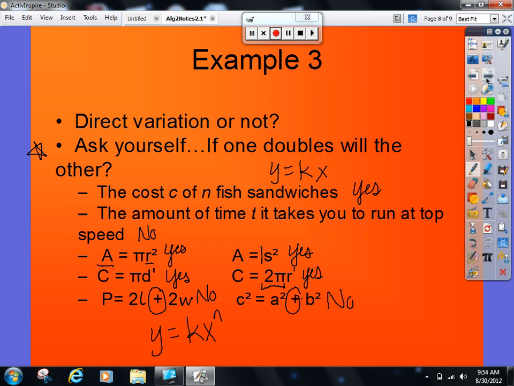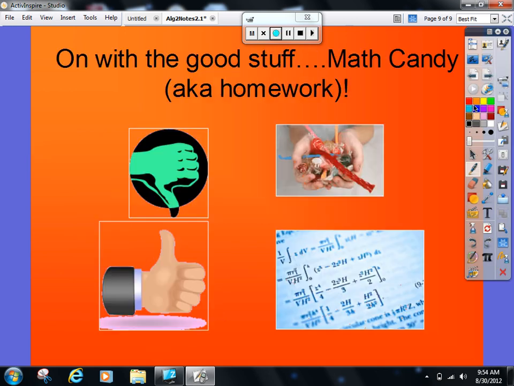Okay? We also have another example. Nope, we just don't. On with the good stuff, math candy.